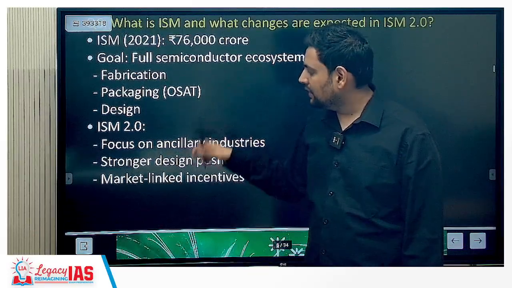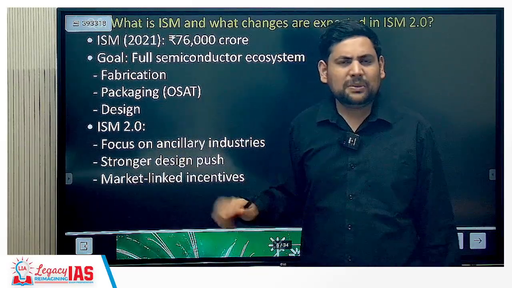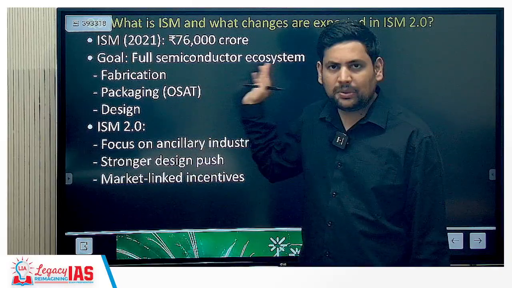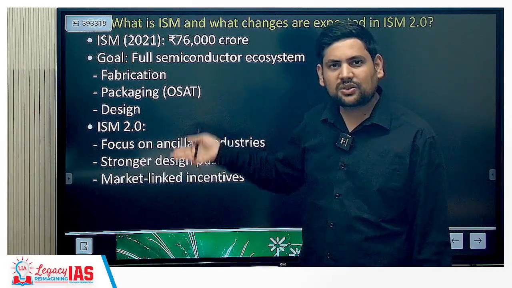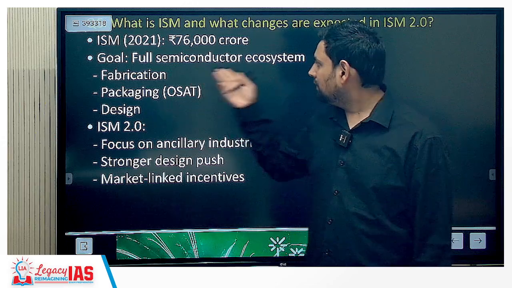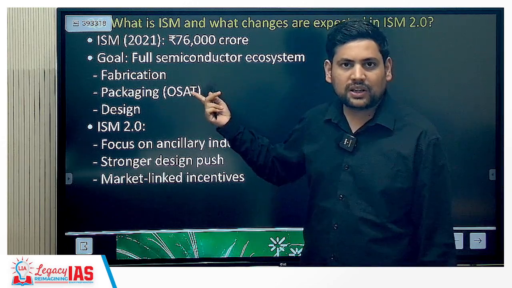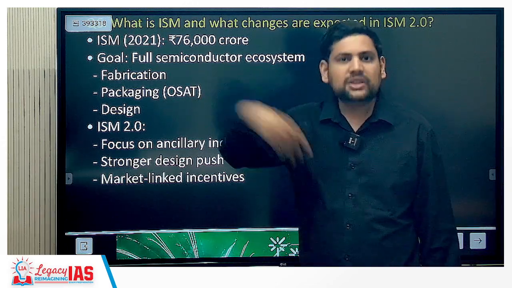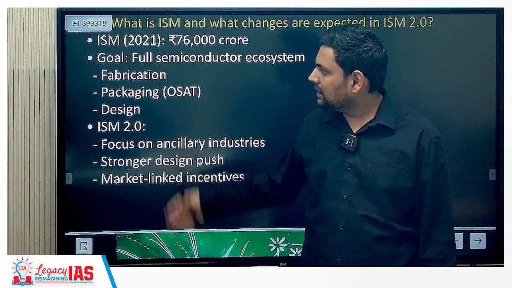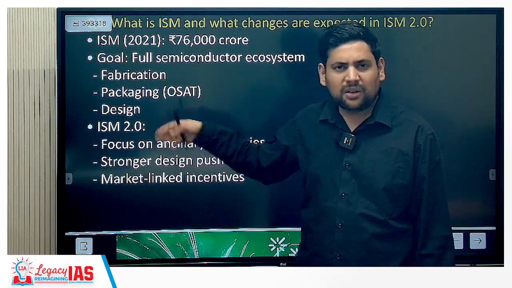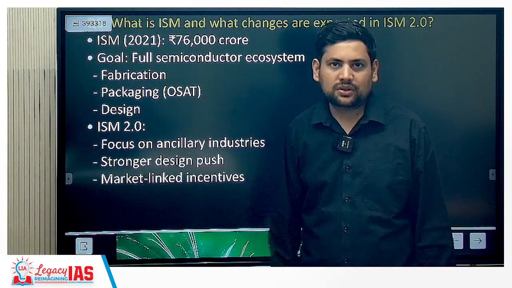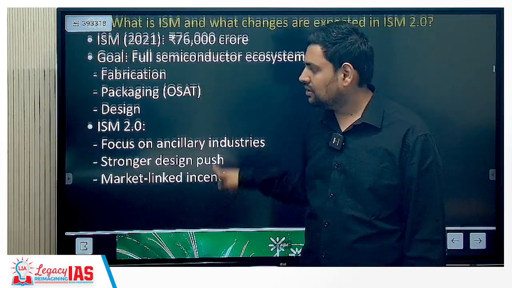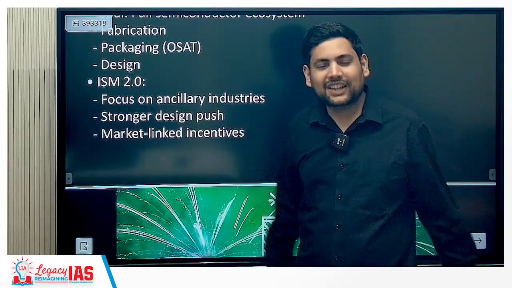Don't get confused. If in the exam they say ancillary industry, people think this should be done now, and the initial should be this. Basically, the full semiconductor ecosystem was the first one, but we were still too dependent on import. We were able to do fabrication, packaging, design, but mostly it was imported goods. That's why we need ancillary industry, so that we can really make things on our own.